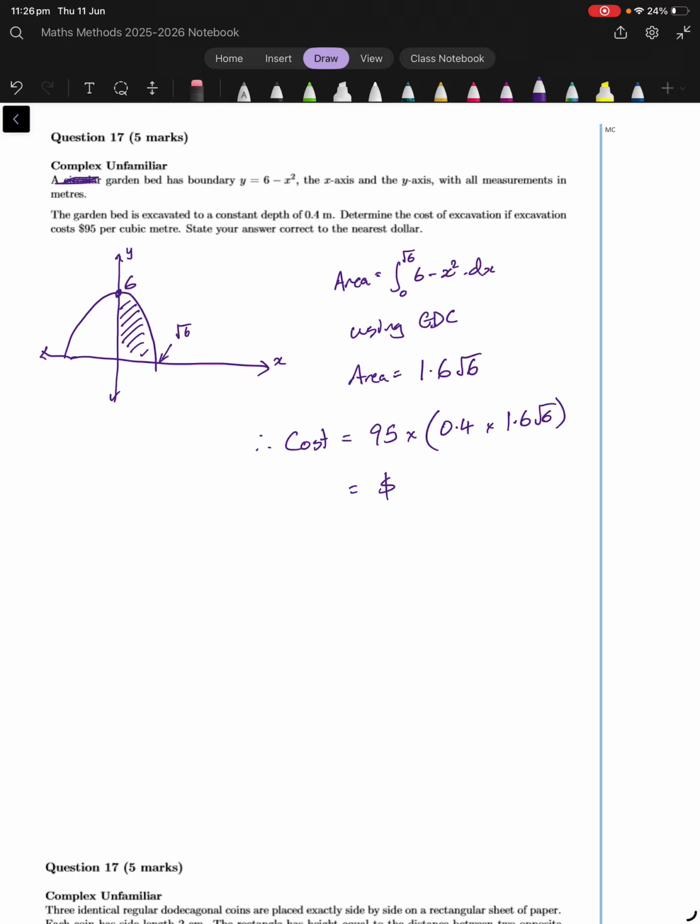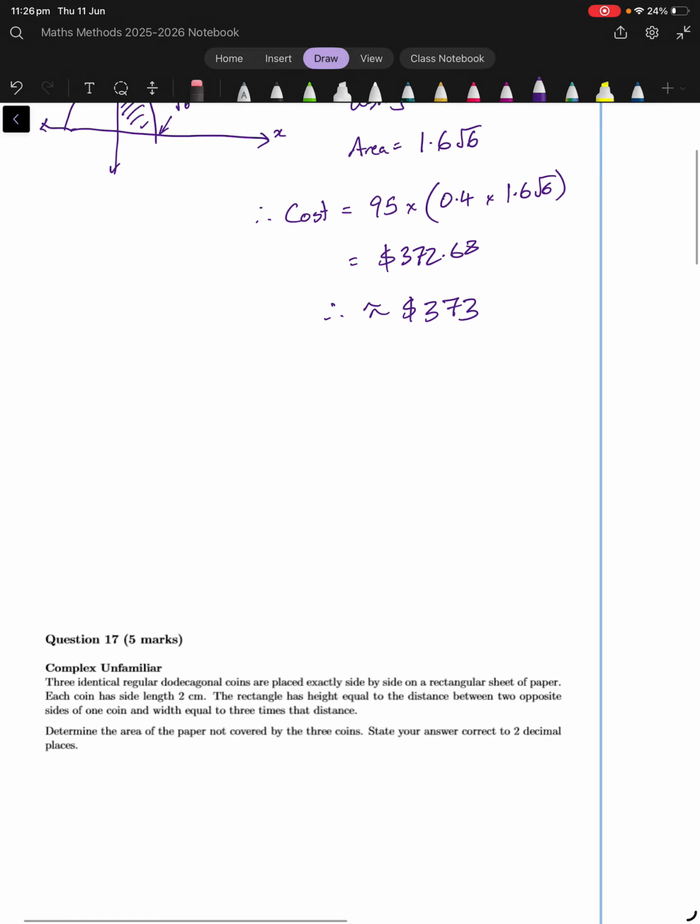So again, the wording's a little bit funny in this one. That's what happens when we use AI to generate them. Don't panic too much about that. Do the working and it's pretty straightforward.